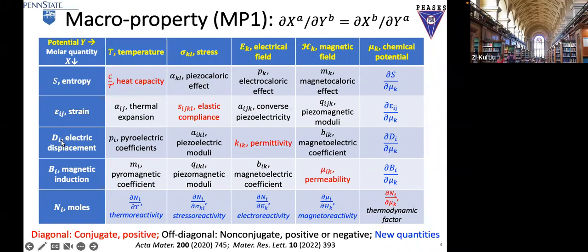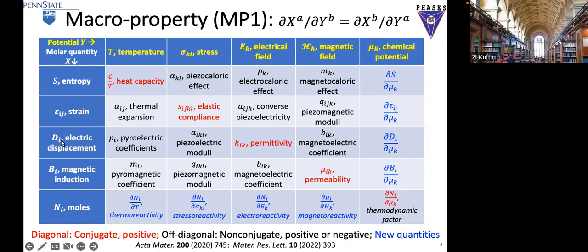And then in the middle of the table are the second derivatives of the free energy, which is the first derivative of the white quantities with respect to the yellow quantities. For example, the derivative of entropy with respect to temperature gives you heat capacity. That's the second derivative of the free energy. So all of them are second derivatives. Those are the properties we talk about most of the time when we do measurements.